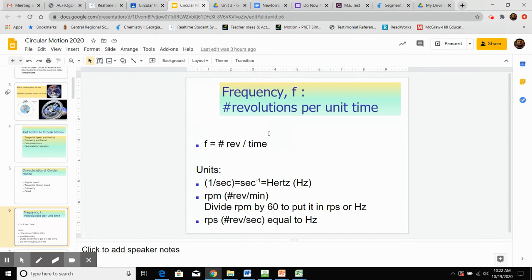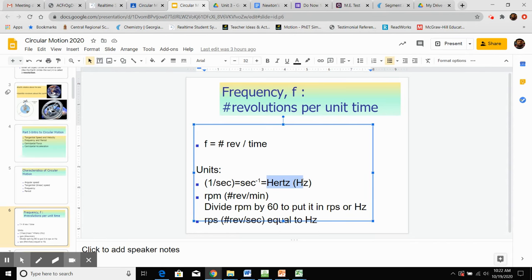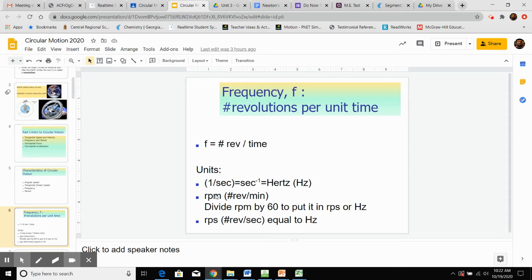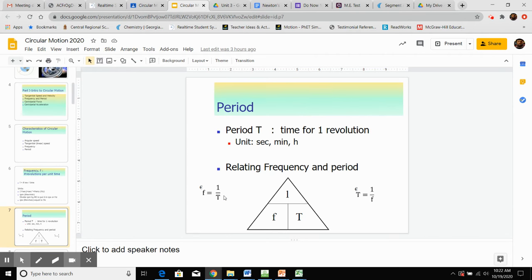So frequency that we're going to need to know is the number of revolutions that an object completes per period of time. We're usually going to do the number of revolutions per second, which gives us the unit of hertz, capital H, lowercase z. Revolutions per minute, if we get that in a problem, we probably want to get out of that, and you just divide it by 60 to put it into hertz.